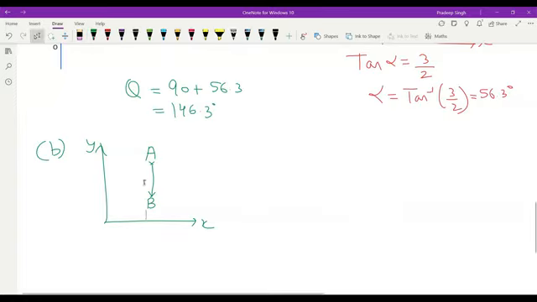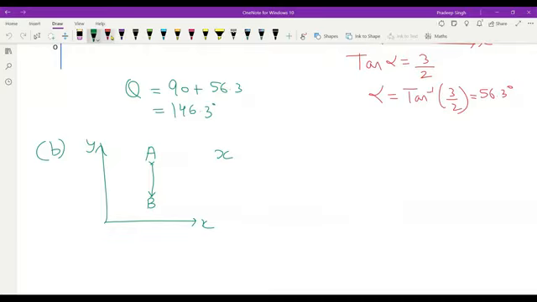Now if you connect A and B, that is a line parallel to the y-axis. And whenever a line is parallel to the y-axis, the x coordinate for every point on that line is constant. So let us write it down.